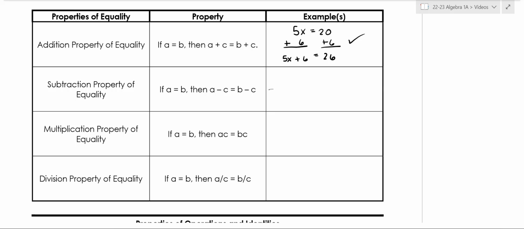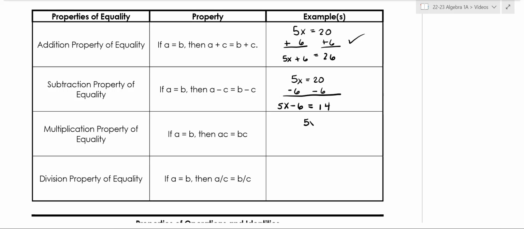Subtraction property of equality, same deal. Let's say we start with 5x equals 20. If I subtract 6 from the right hand side, I have to subtract 6 from the left hand side so that everything stays equal. The terms on the left are not alike, so I cannot combine them, but on the right hand side, this gives us 14.